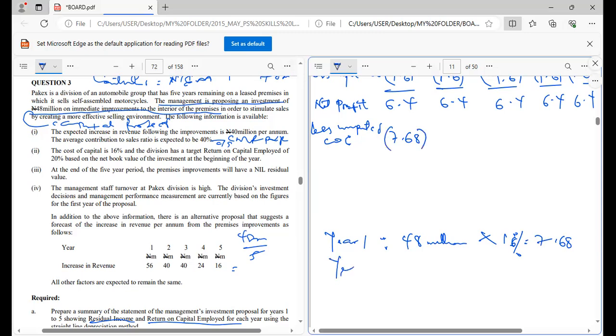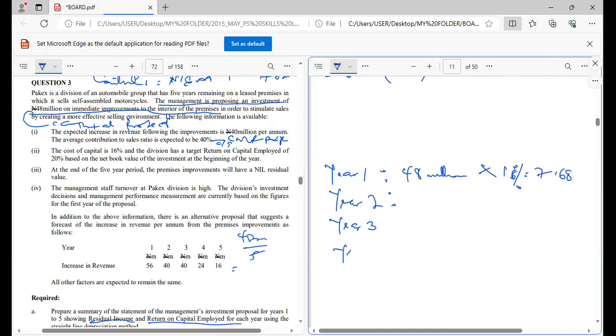Year two, what is the value of the investment in year two? We also do it for year three. You pick that figure in year two on that summary under opening investment. What's the figure you see under opening investment? 38.4 million. Multiplied by 16%. What does that give us?